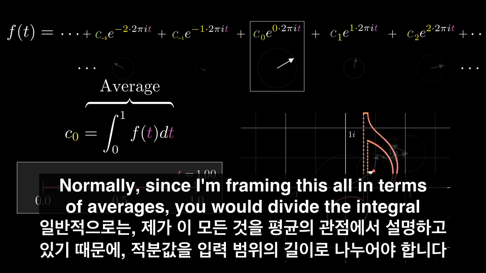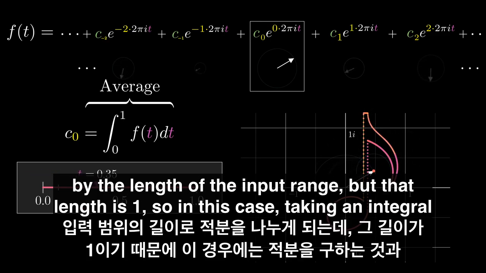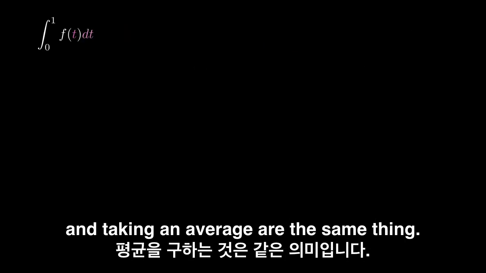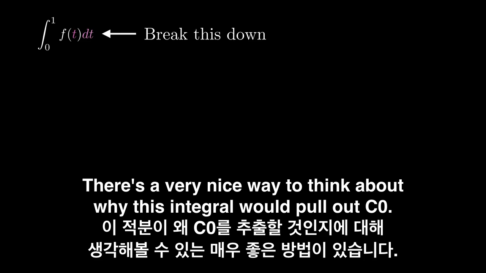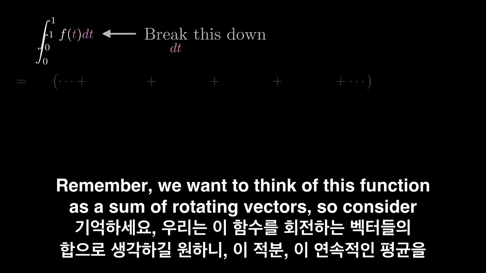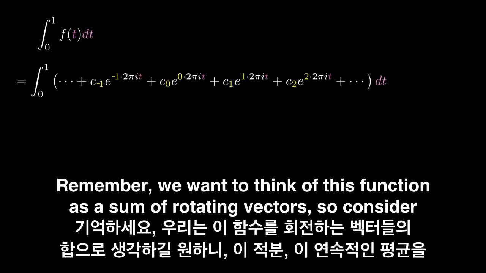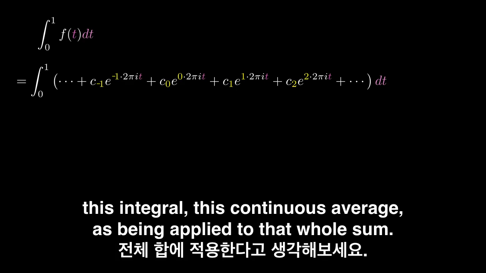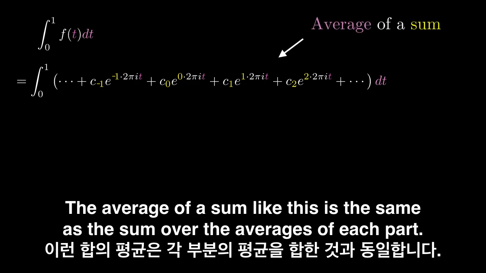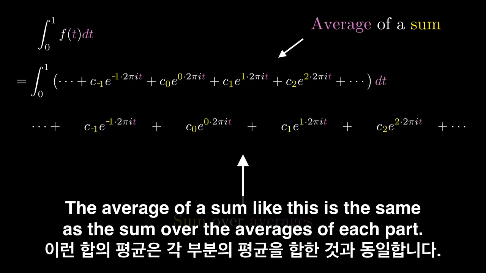Normally, since I'm framing this all in terms of averages, you would divide the integral by the length of the input range. But that length is 1, so in this case, taking an integral and taking an average are the same thing. There's a very nice way to think about why this integral would pull out c0. Remember, we want to think of this function as a sum of rotating vectors. So consider this integral, this continuous average, as being applied to that whole sum. The average of a sum like this is the same as the sum over the averages of each part.